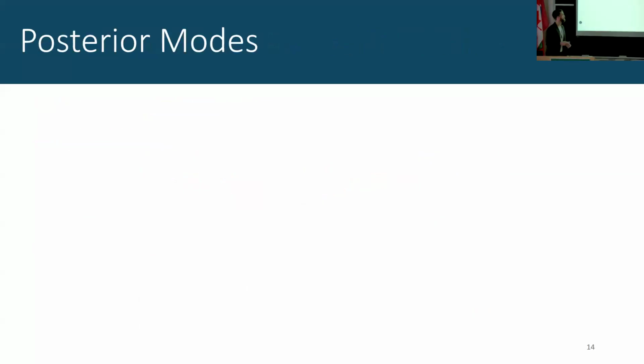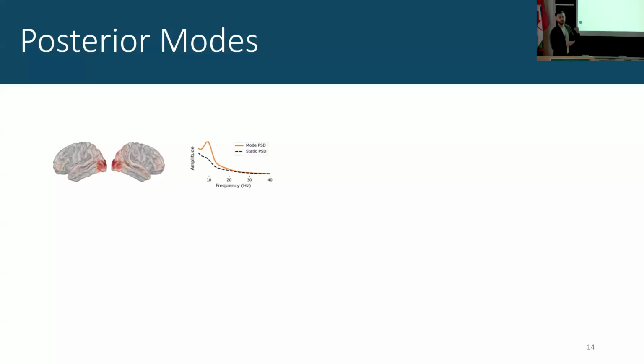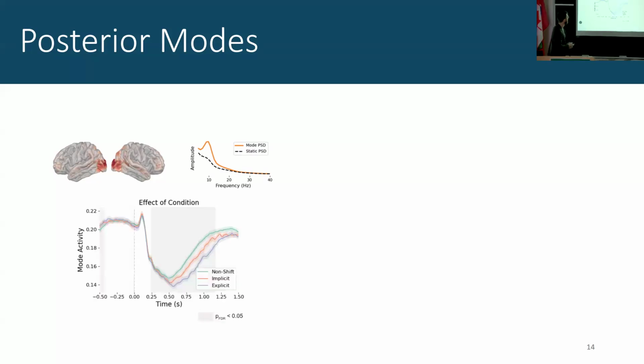So now the posterior modes. Firstly, we have this one, which is strongest around primary visual regions, and it has a strong alpha peak. This will look familiar to hopefully most people in the room. If we look at the dynamics of this mode, it decreases. So it does the opposite thing compared to the frontal theta mode, where there's a stronger decrease in activity in the shift conditions compared to the non-shift.